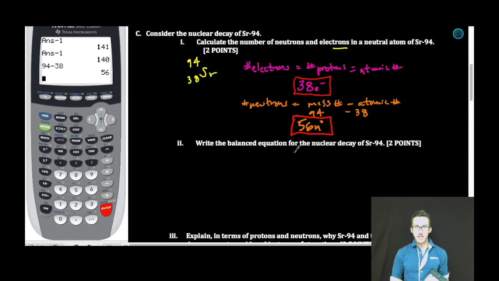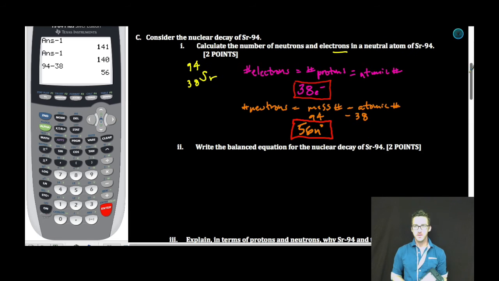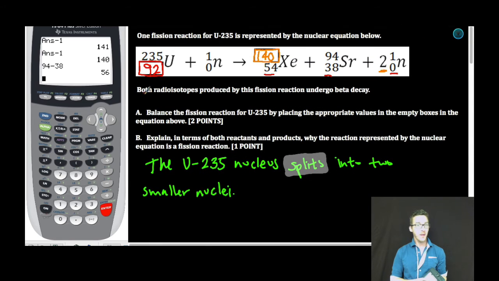Subpart II. Write the balanced equation for the nuclear decay of strontium-94. My goodness, is this alpha decay? Is it beta decay? Should I just choose? Remember, free response. Many times, it's asking you to think about early parts of the problem. Did you read? Are you carrying those parts from the past down here to the present? As I scroll back up here, we're reminded that both radioisotopes produced by this fission reaction undergo beta decay. Strontium-94 is one of those radioisotopes.